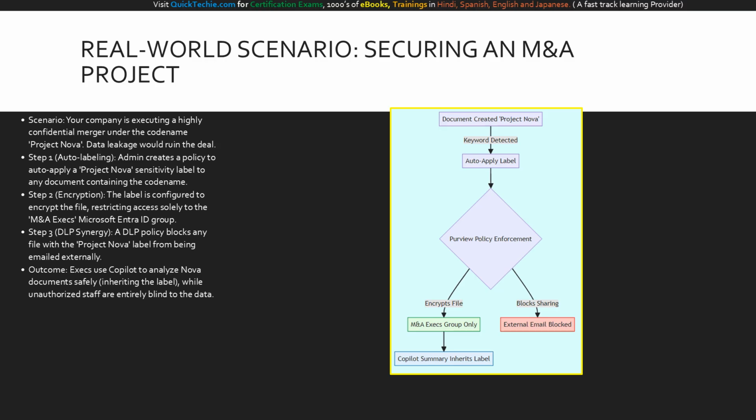This final architecture summarizes our Project Nova deployment. A document is created containing the secret keyword. This triggers the auto-apply label mechanism, which flows into the Purview policy enforcement engine. The engine executes 2 simultaneous actions. It encrypts the file, locking it to the M&A execs group only, and it integrates with Exchange to ensure external email is blocked. Finally, when those executives utilize AI, the Copilot summary safely inherits the label, perfectly closing the loop on our enterprise data governance strategy.